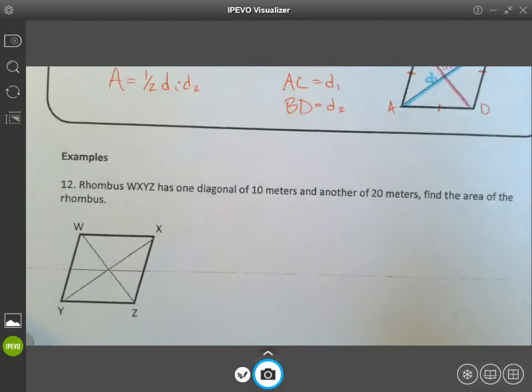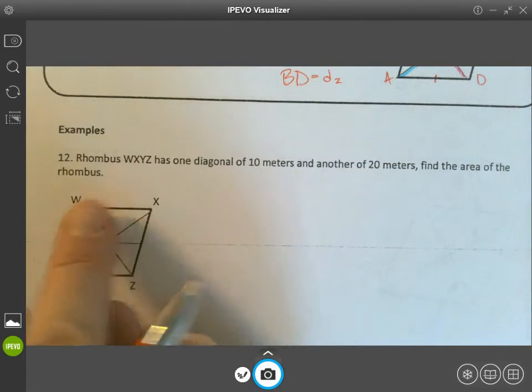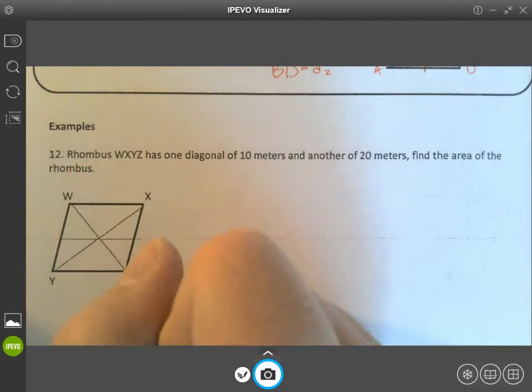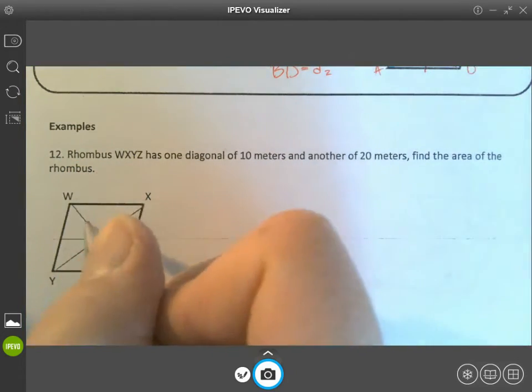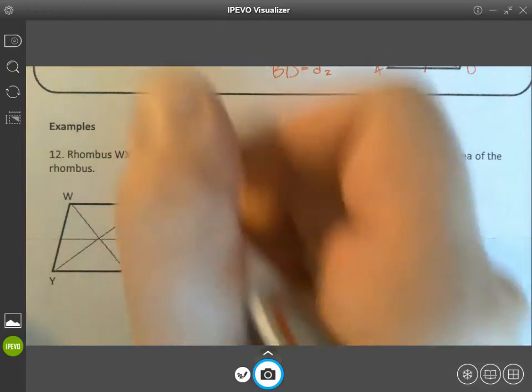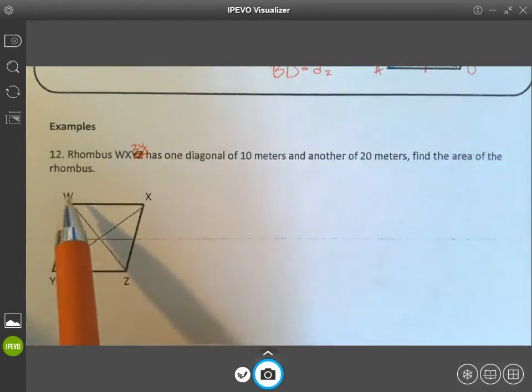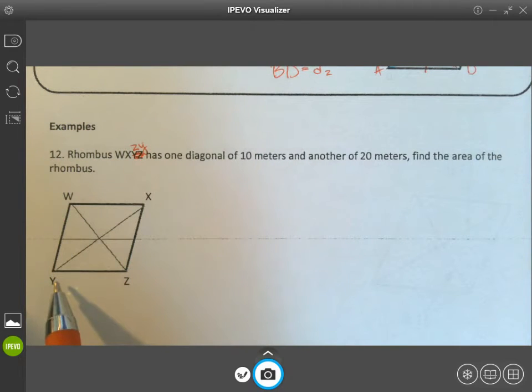So the first thing we have is we have rhombus WXYZ, which honestly, that is wrong. Please change it to WXYZ. Flip this around. You have to go in order. So WXZY is how it should be named. You can't jump. So that is a problem.